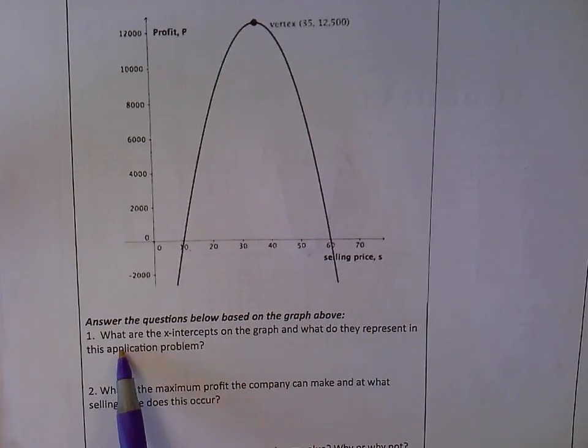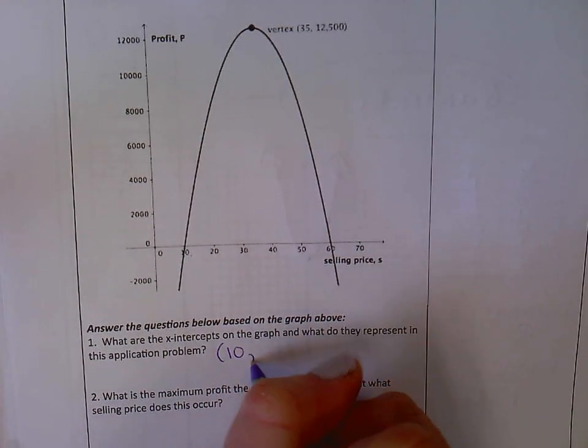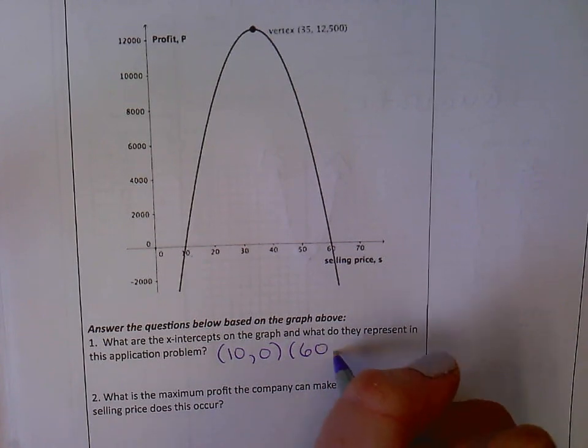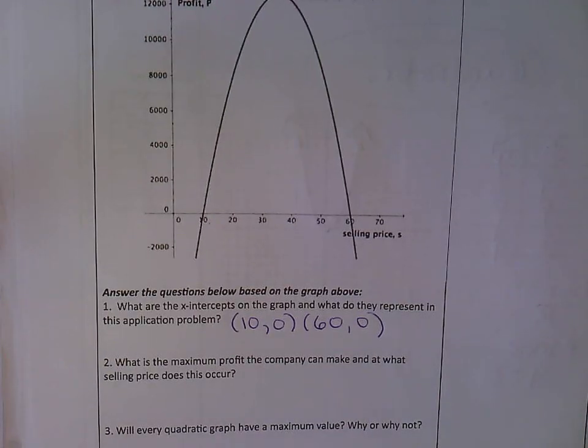So this is saying, what are the x-intercepts on the graph? 10, 0 and 60, 0. What do they represent? What happens when I sell my hair dryer for $10? When I sell the hair dryer for $10 on the x-axis, what happens to my profit? Do I make any money? I make 0. In the business world, that's called the break-even point. I didn't lose money, but I broke even.